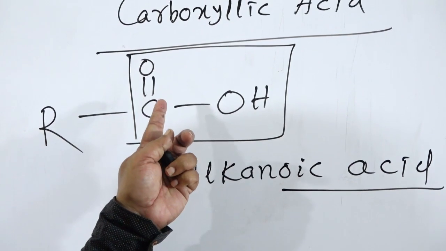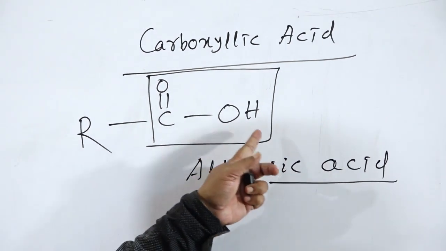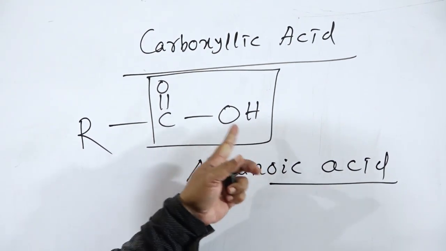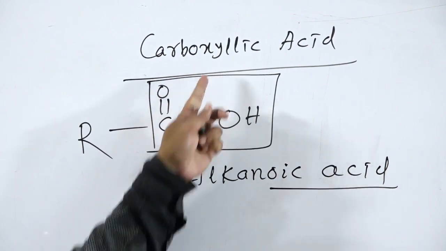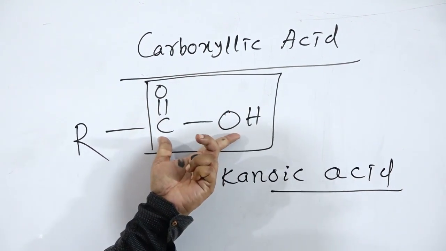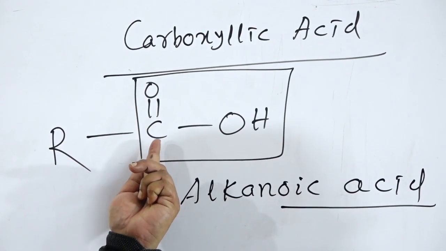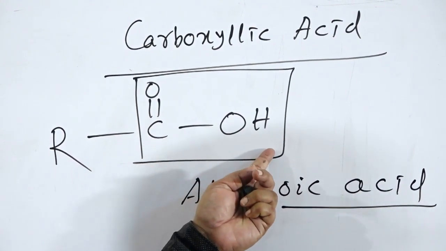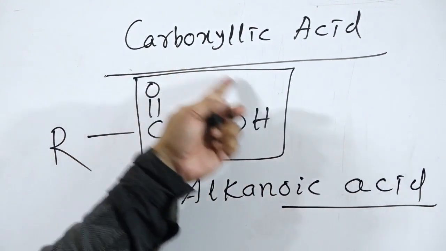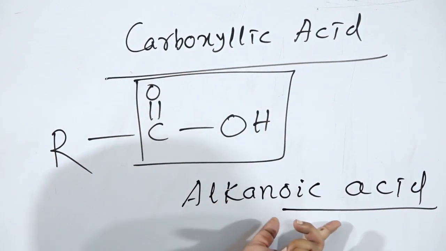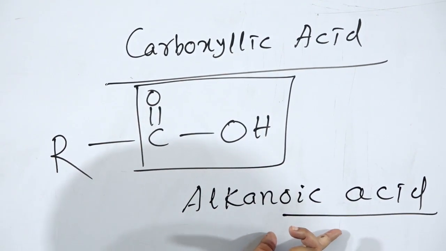This compound contains a carbonyl group and a hydroxyl group, together called carboxyl, and it shows special properties. It shows neither the property of the CO group nor of the OH group; it is another group, the carboxylic acid group, and it is named as alkanoic acid.